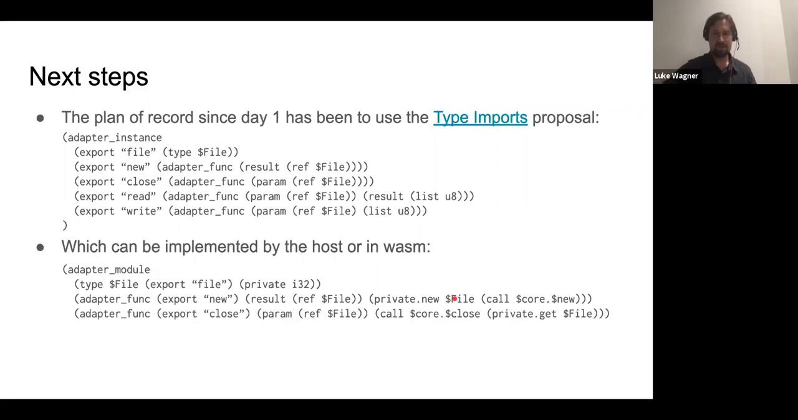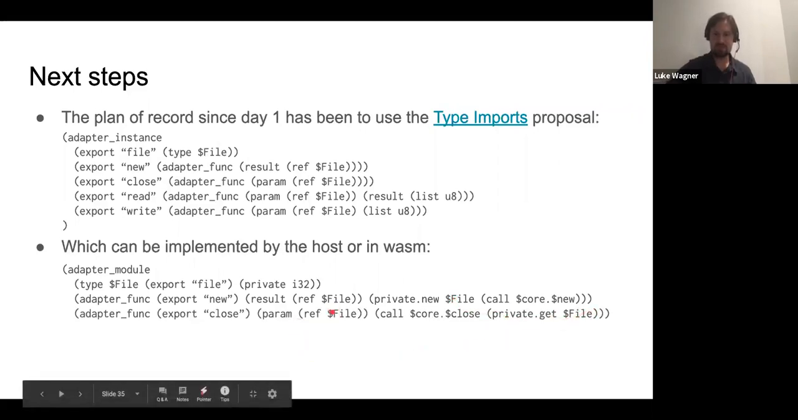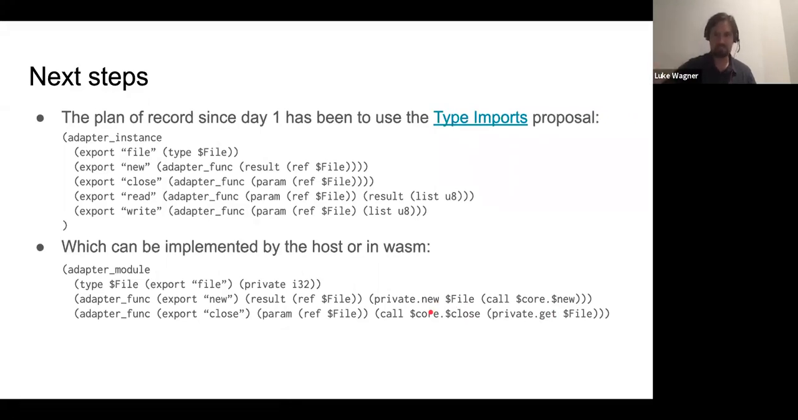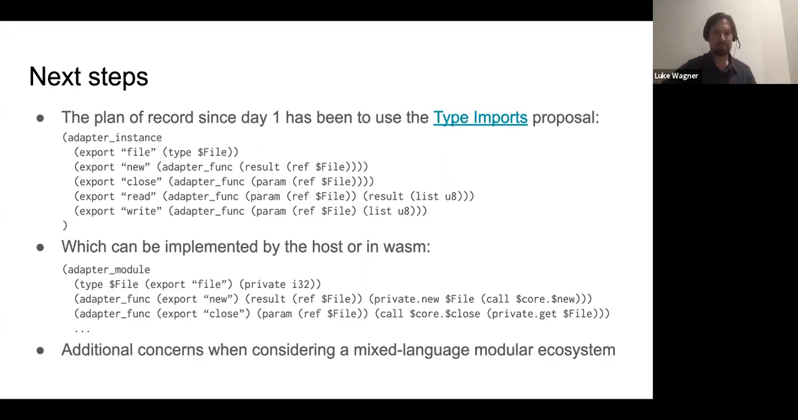So you could write that, and then close is maybe the other direction. You get given this reference to a file, and then you do private.get to get the I32, and then you pass that to a core function, which actually does the actual core delete in the linear memory, and so on.